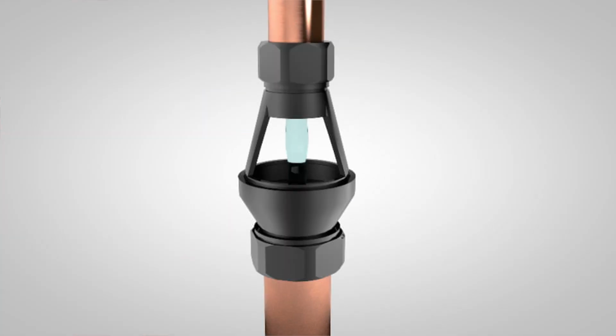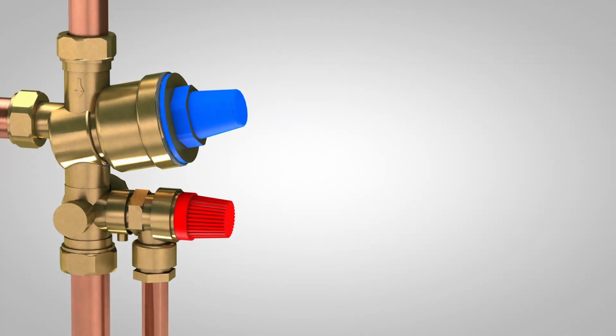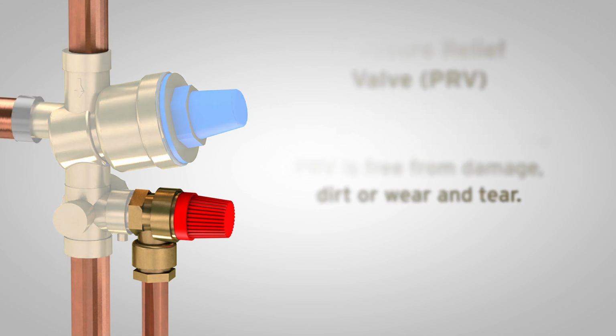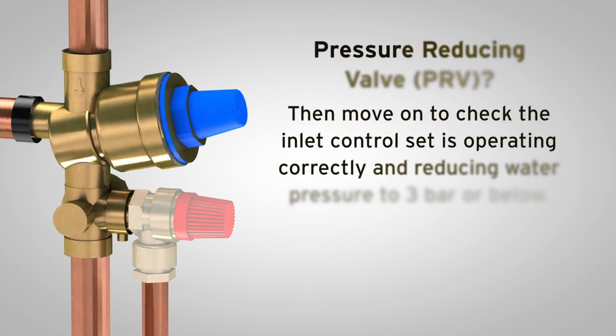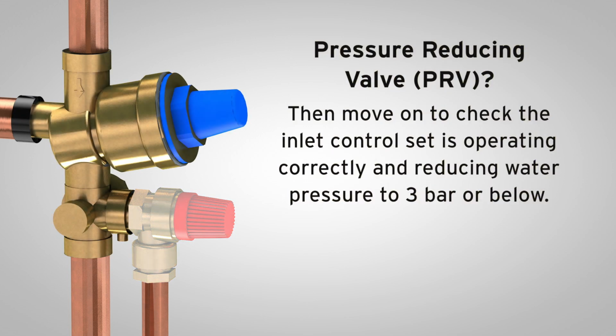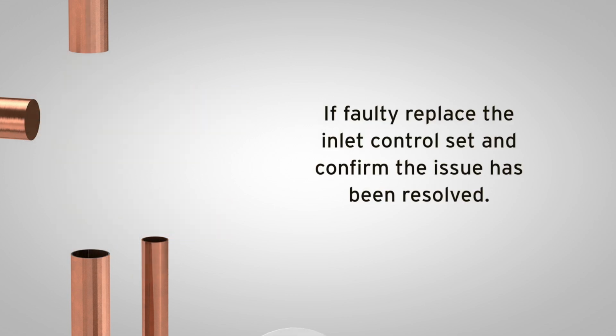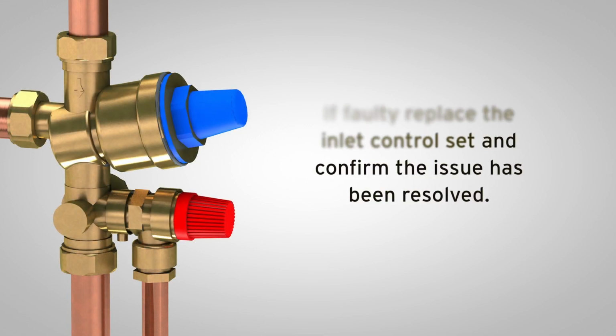If water is still discharging from the Tundish, then check the PRV is free from damage, dirt, or wear and tear. If the PRV is okay, move on to check the rest of the inlet control set is operating correctly and reducing the water pressure to 3 bar or below. If faulty, replace the inlet control set and confirm whether the issue has been resolved.